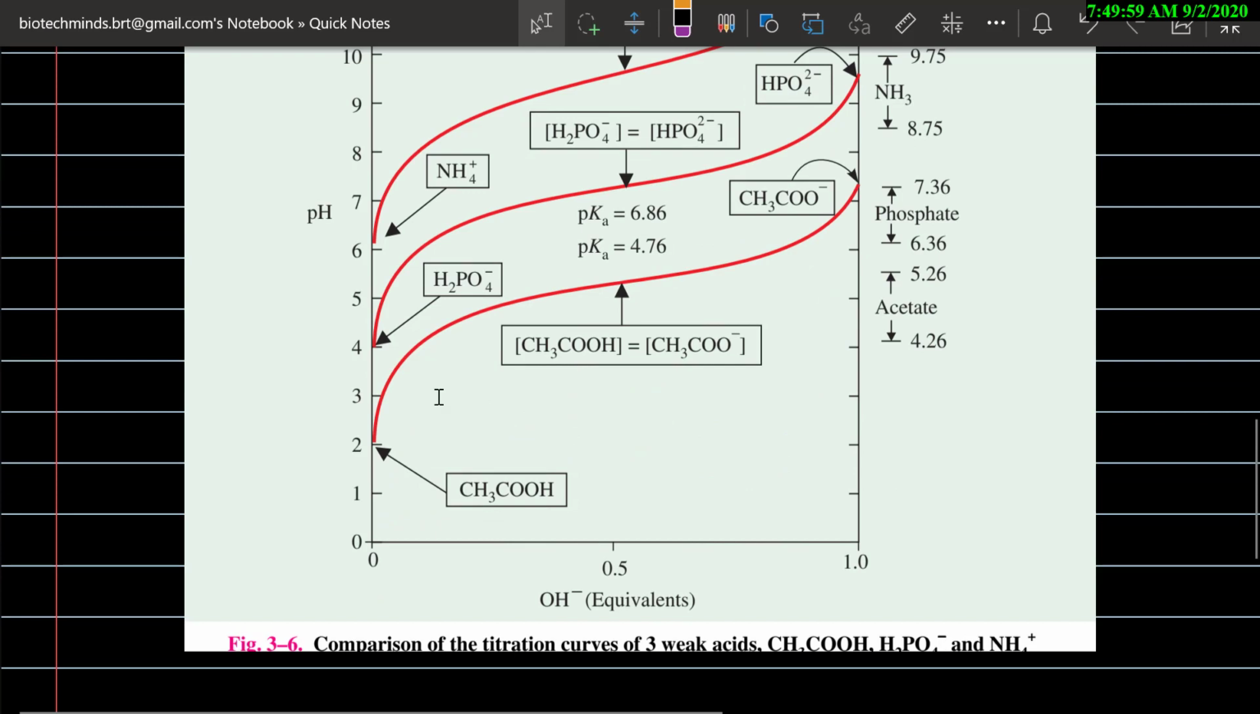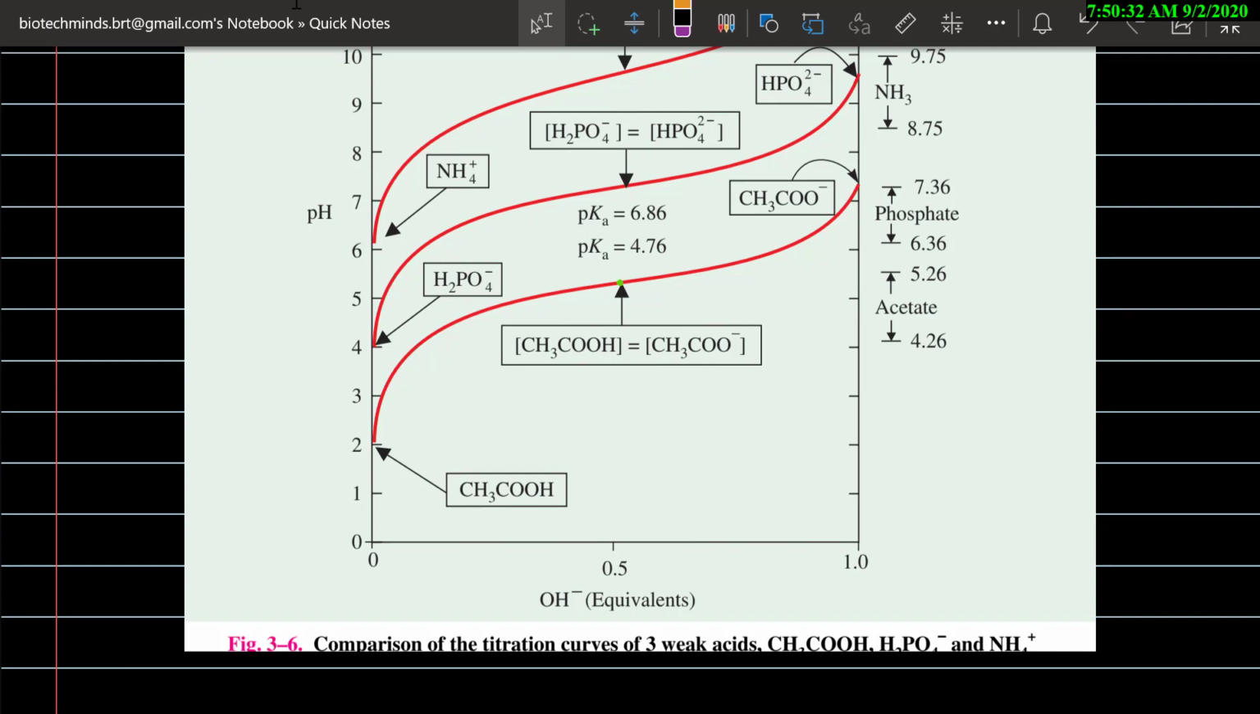Now you can see in this example the first one, which I have already mentioned, acetic acid. I told you this point is the equivalence point where pH is equal to pKa, and what do you mean by pKa? Both the weak acid and its conjugate base are present in equivalent amounts. In case of acetic acid, the weak acid and its conjugate base, acetate, are present in equivalent amounts at pH 4.8. I told you that, 4.8.